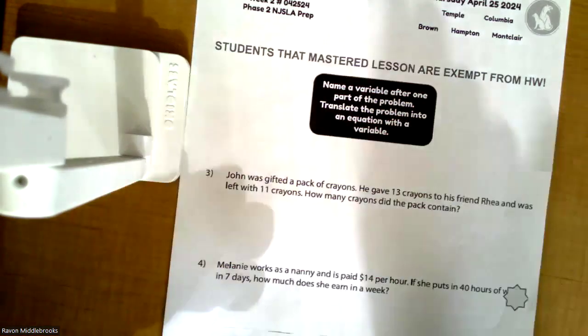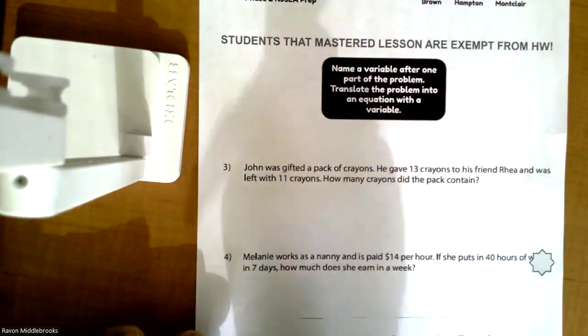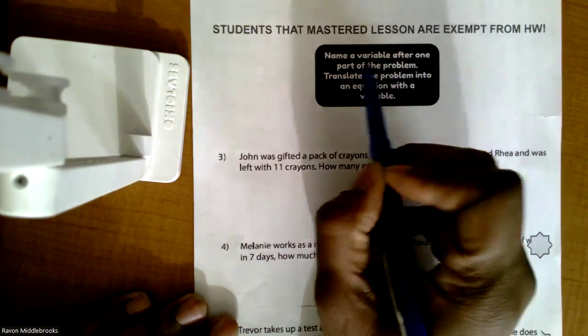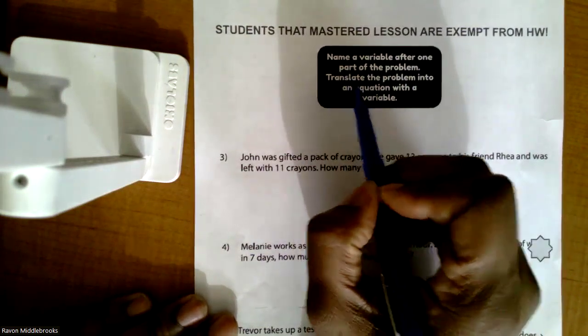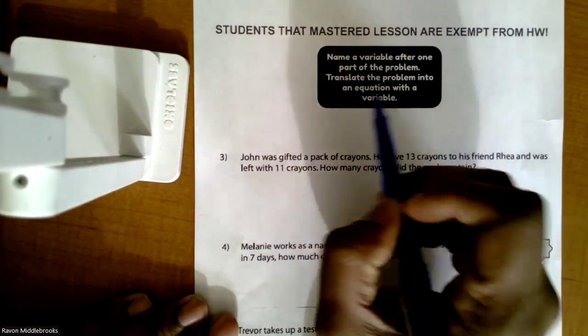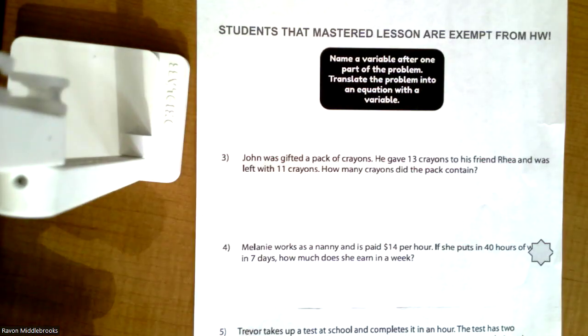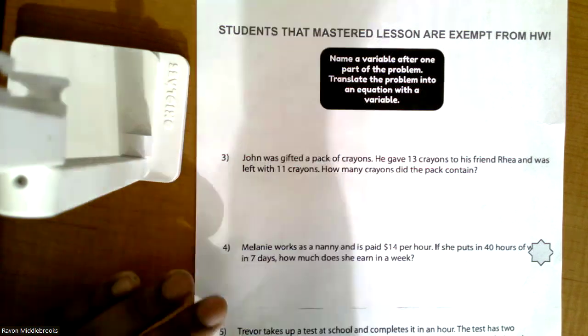All right, guys, so let's get started. I want to try to not go so fast this time because I really want you to understand what's happening. So let's just look at this CFS. It says name a variable after one part of the problem, translate the problem into an equation with a variable. Before we do that, we want to read the problem and figure out what we're finding.